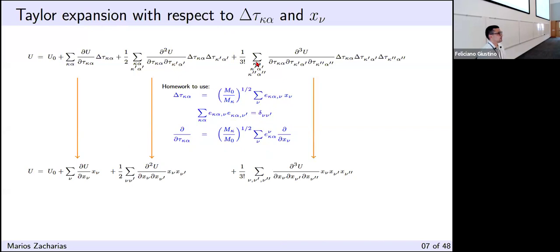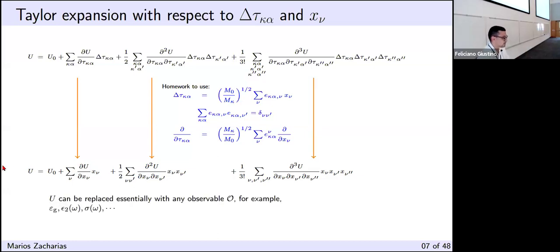The reason I gave this example is because it's a good exercise for you to understand what's going on with these non-perturbative supercell approaches. Of course, here we have put the potential energy surface, but the observable can be anything: either a thermodynamic observable, an observable determined by electron-phonon coupling, and so on. So here it can be the band gap, the imaginary part of the dielectric function, or the conductivity, for example.